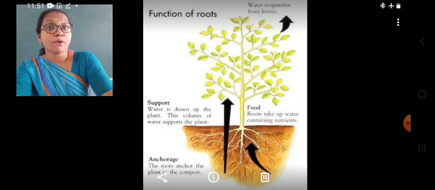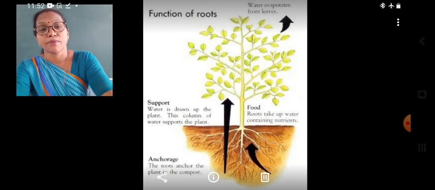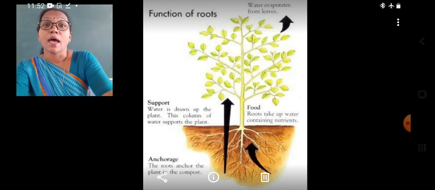Then the second type of roots are the fibrous roots. They are fiber-like. We understood that the monocots have the fibrous root system, and the roots are similar in size and structure. And we must understand that the dicot plants possess the taproot system. I told you that the monocots possess the fibrous root system and the dicots possess the taproot system.